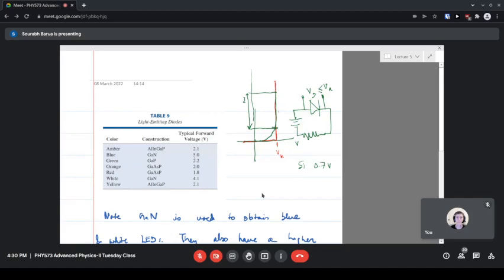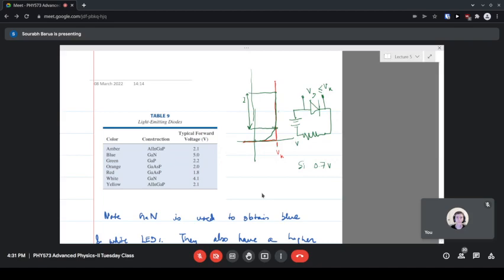You can see the knee voltage for blue and white LEDs is the largest, around 4 to 5 volts. And for gallium arsenide phosphide, it is around 2 volts. In fact, for the rest of them, it is around 2 volts. Only for the blue and white LEDs, it is between 4 to 5 volts.